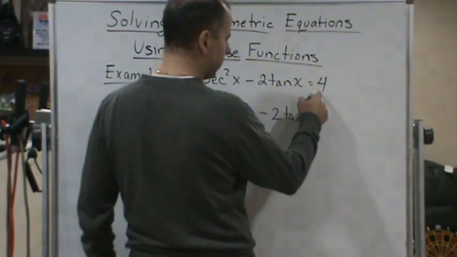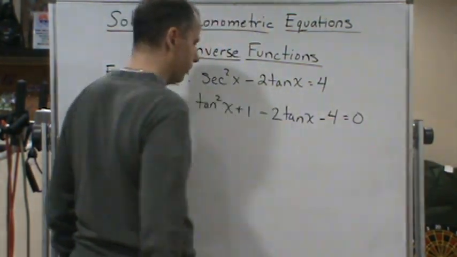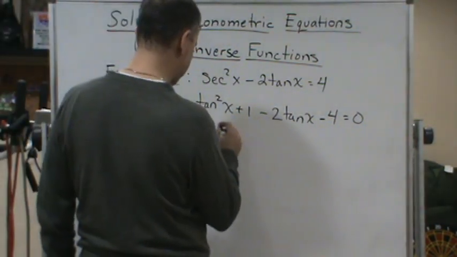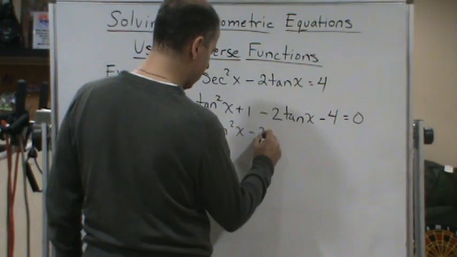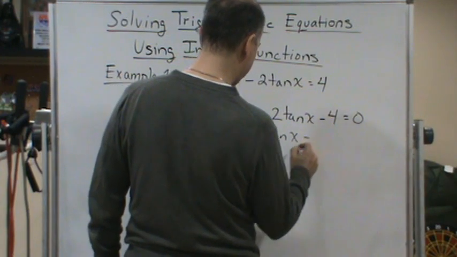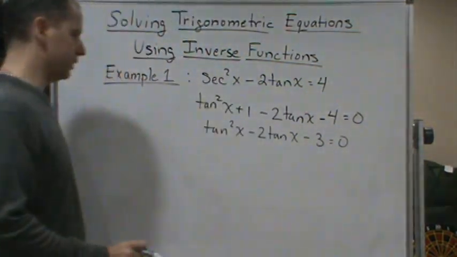But we can subtract 4 from both sides and just make this minus 4 equal to 0. Okay? So now, this is what we have. Now let's simplify this. And so this brings us to tangent squared x minus 2 tangent x minus 3 is equal to 0.